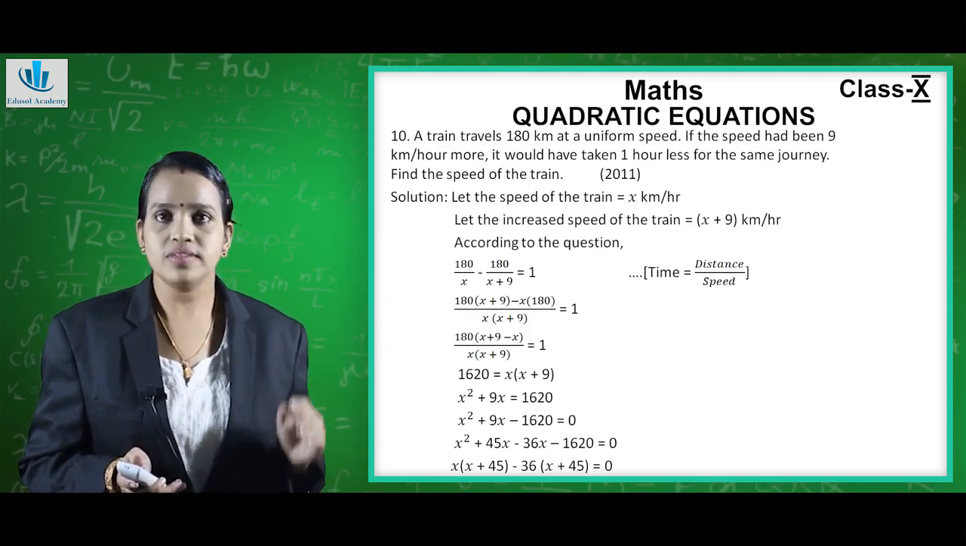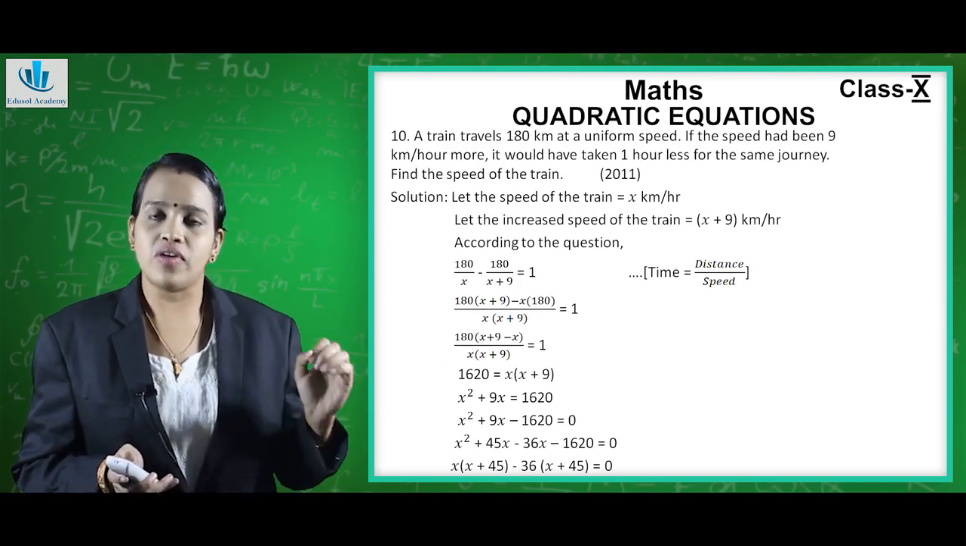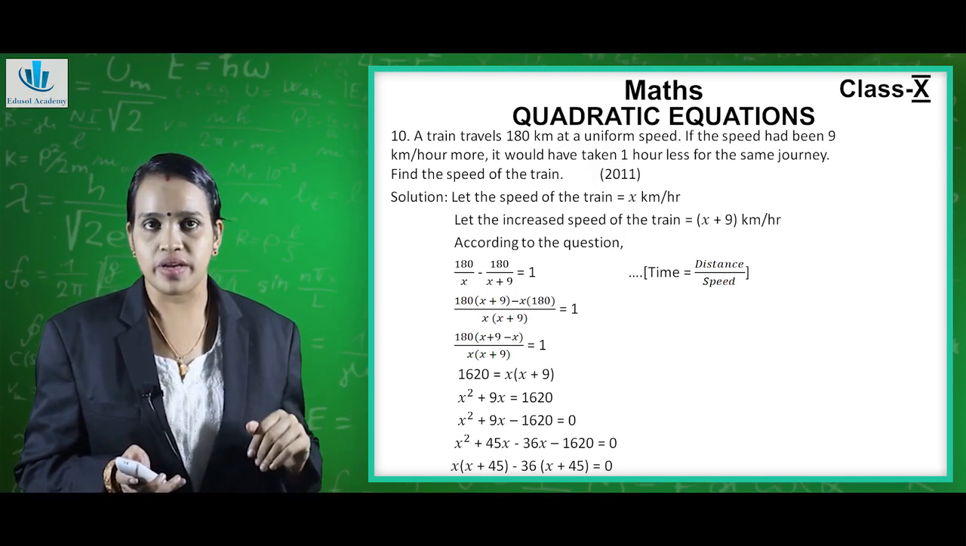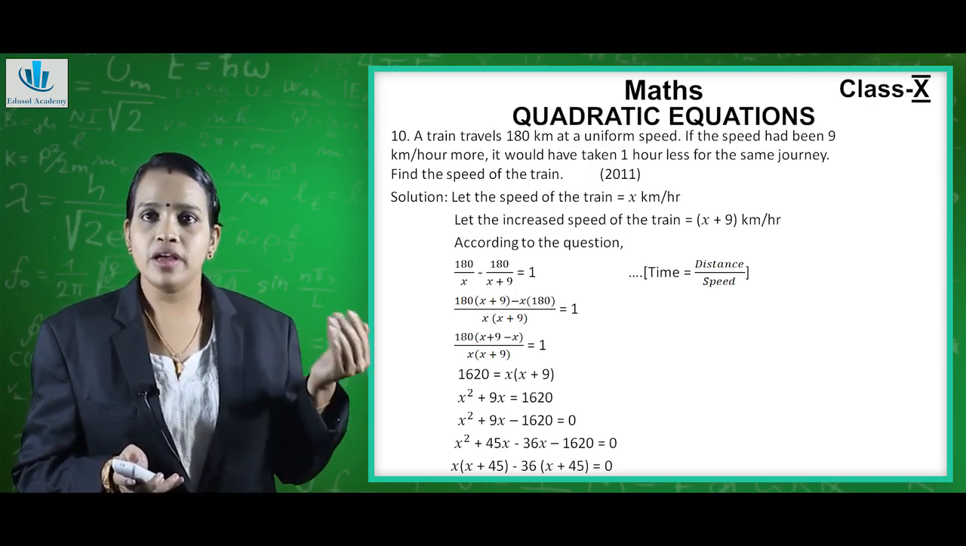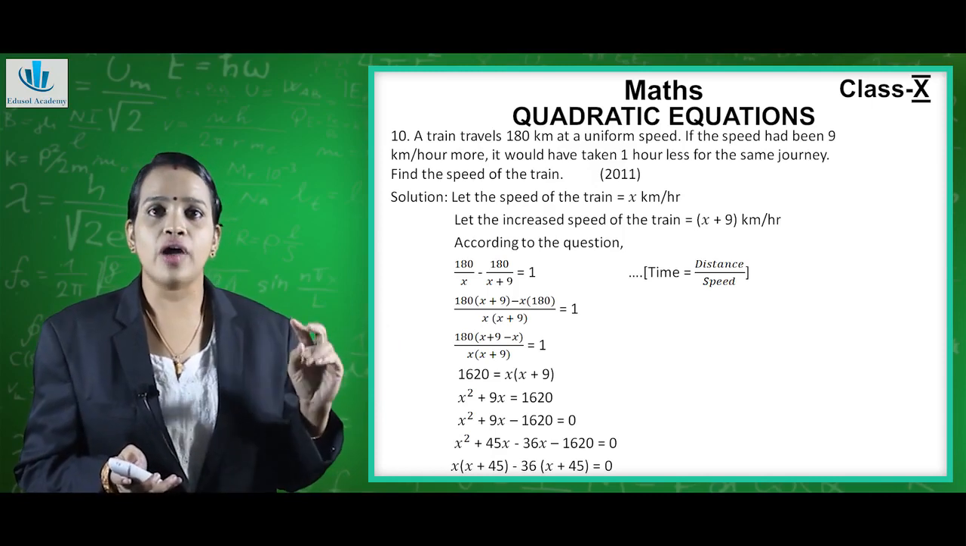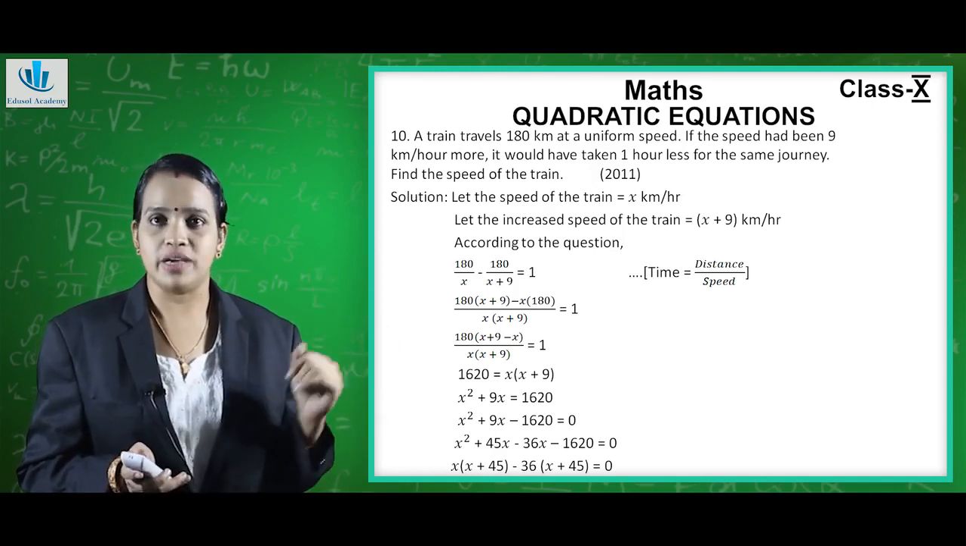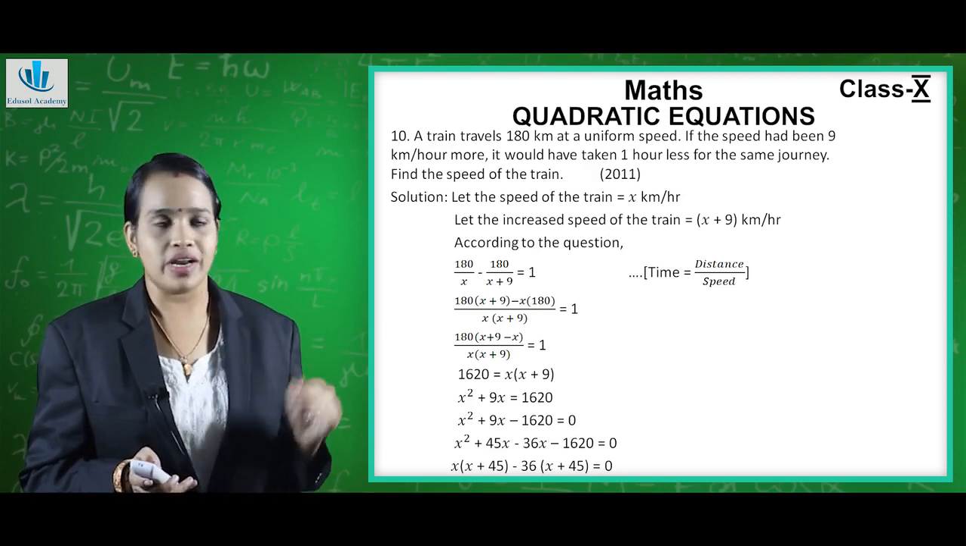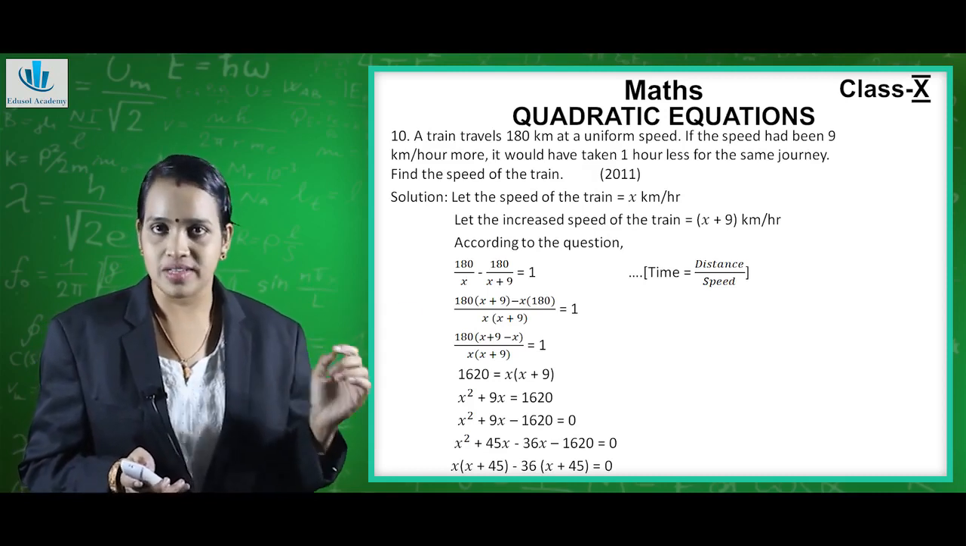Now our next question is, a train travels 180 km at a uniform speed. If the speed had been 9 km per hour more, it would have taken 1 hour less for the same journey. Find the speed of the train. Now this question appeared in the year 2011.